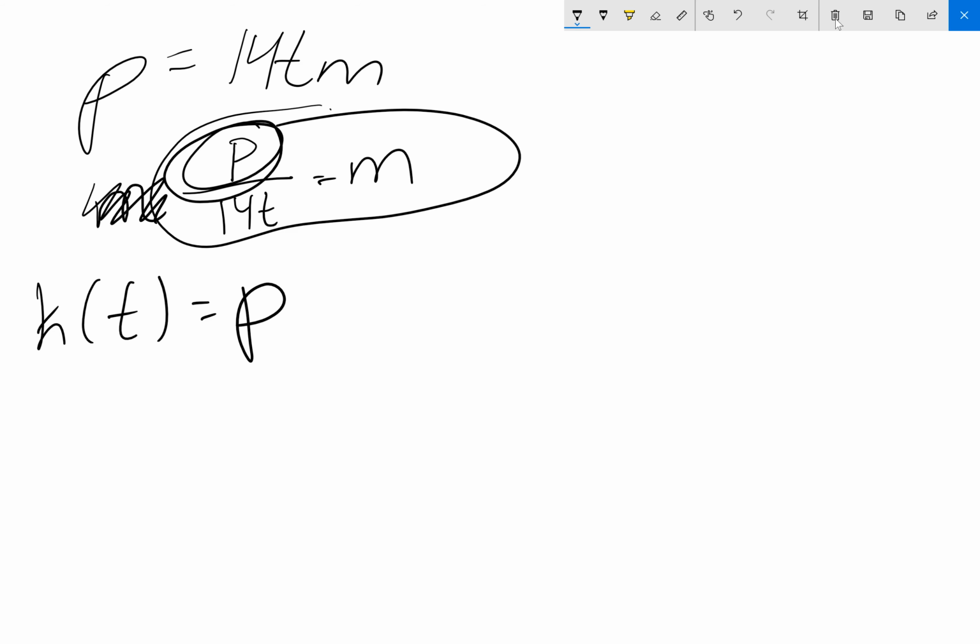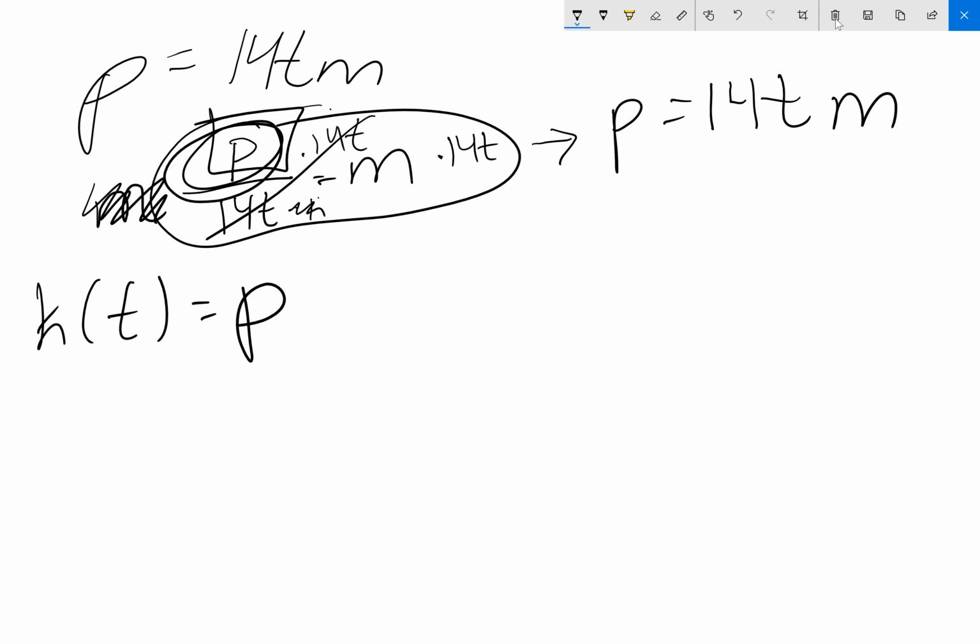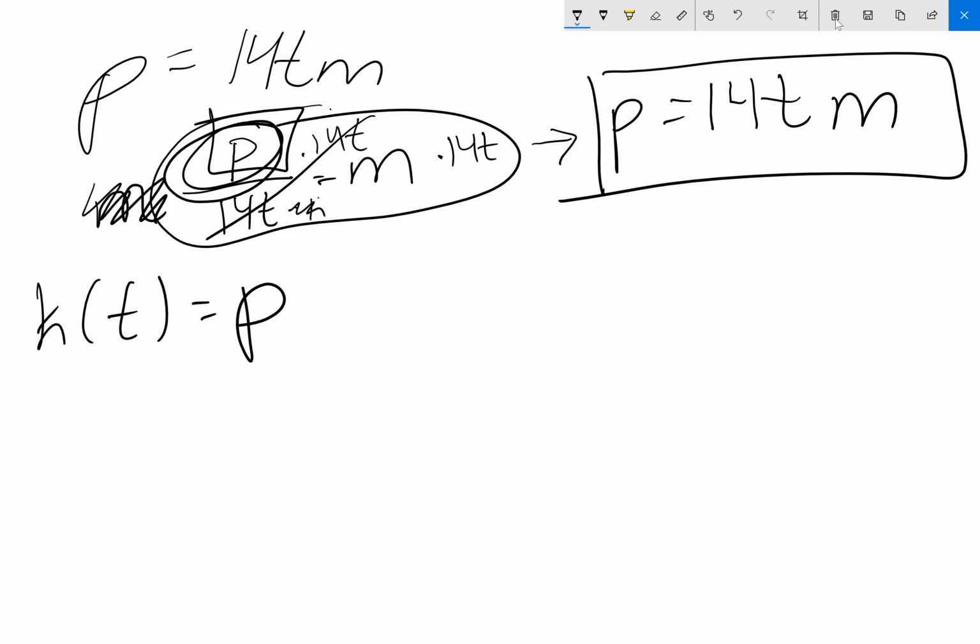So we'll just need to say, okay, which equation has a P in it? This one does. Let's get the P by itself. We'll multiply both sides by 14t. These cancel out. P equals 14t m. That's the same thing we had before. So don't freak out if the variable you're looking for isn't given to you directly. Sometimes you need to do some algebra gymnastics, and that's okay. I believe in you guys. You can do it.